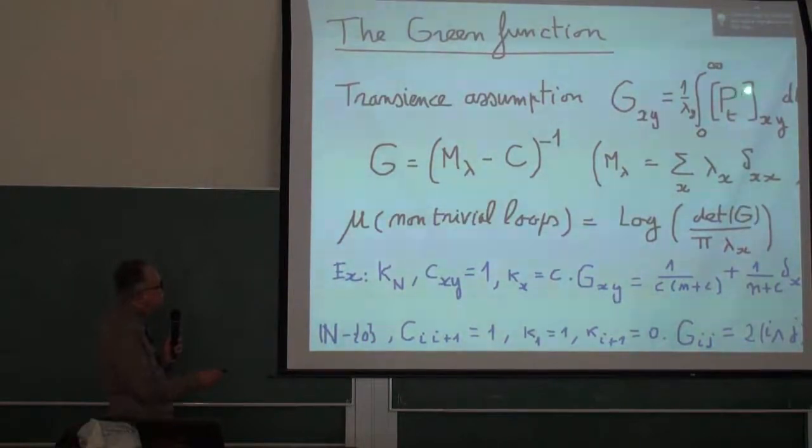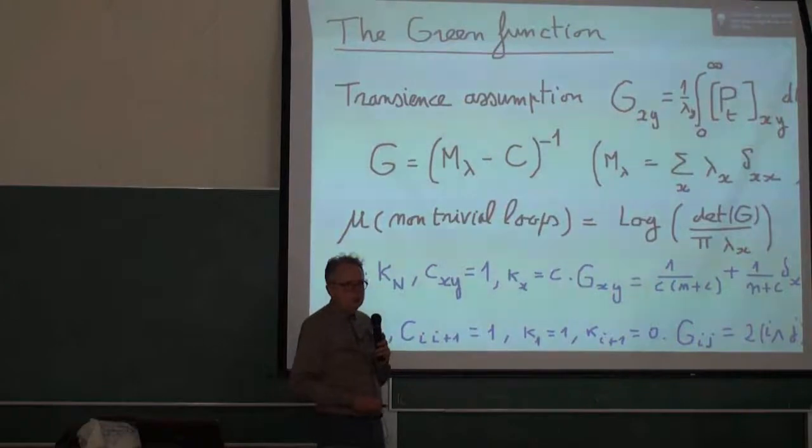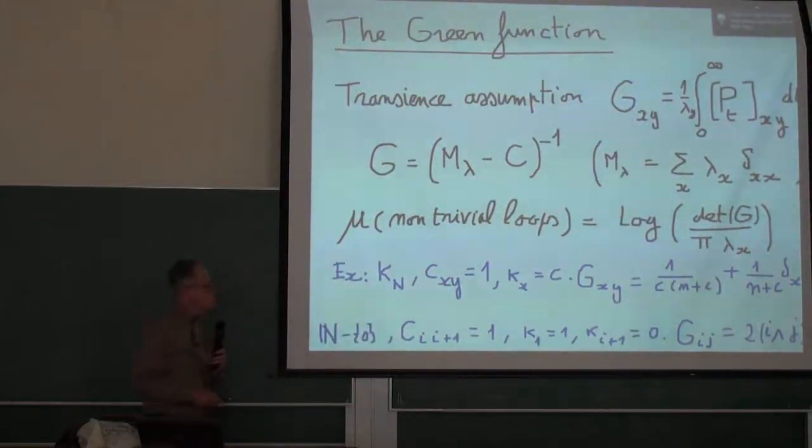Now there is another way to write this integral. Since this was an exponential, you can integrate an exponential. And what you find is that this will be a diagonal matrix with entries given by the duality measure. So this is lambda, the diagonal matrix formed by the elements lambda x, minus the conductance matrix, and take the inverse. Now I can rewrite with this notation the measure of non-trivial loops, and you see that this is the logarithm of the determinant of the green function divided by the product of lambda x, namely the product of the elements of the duality measure.